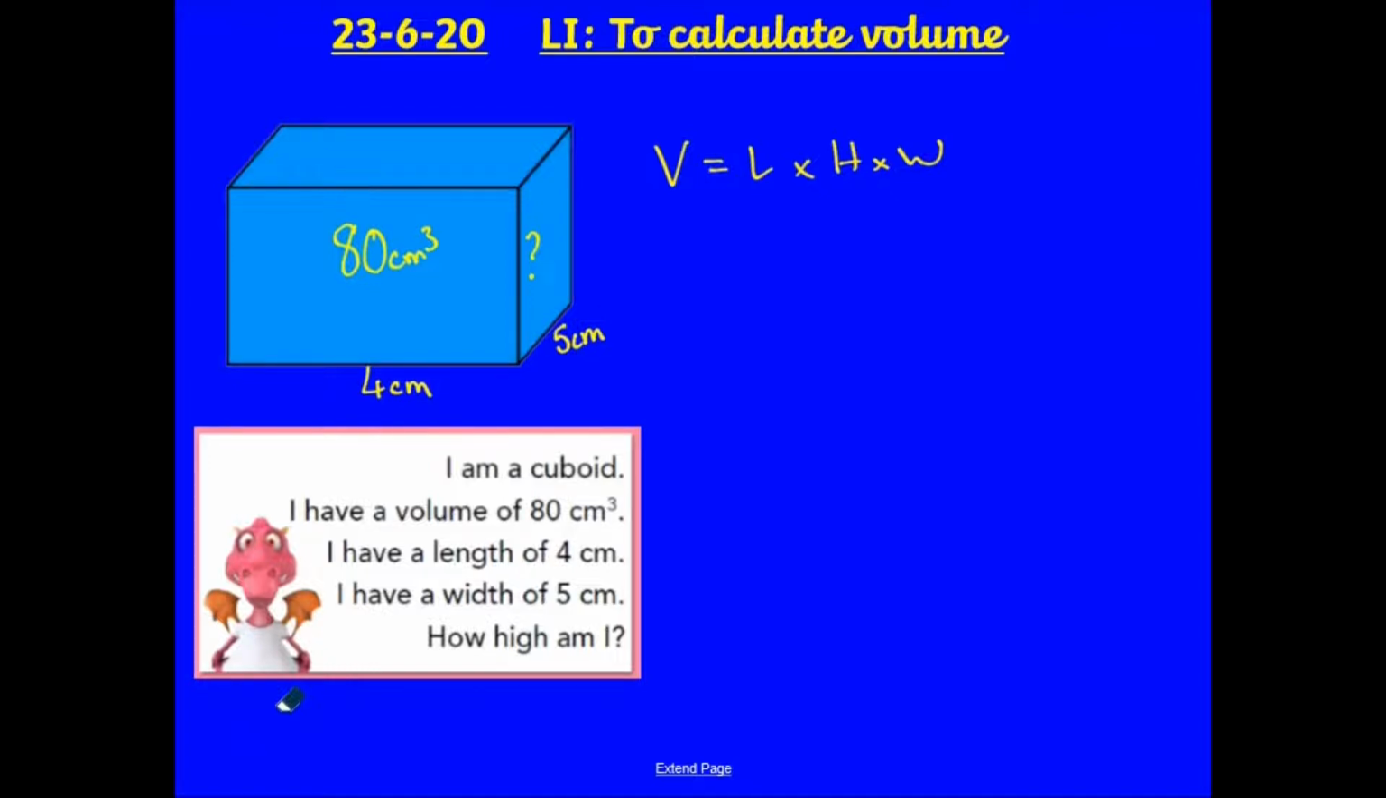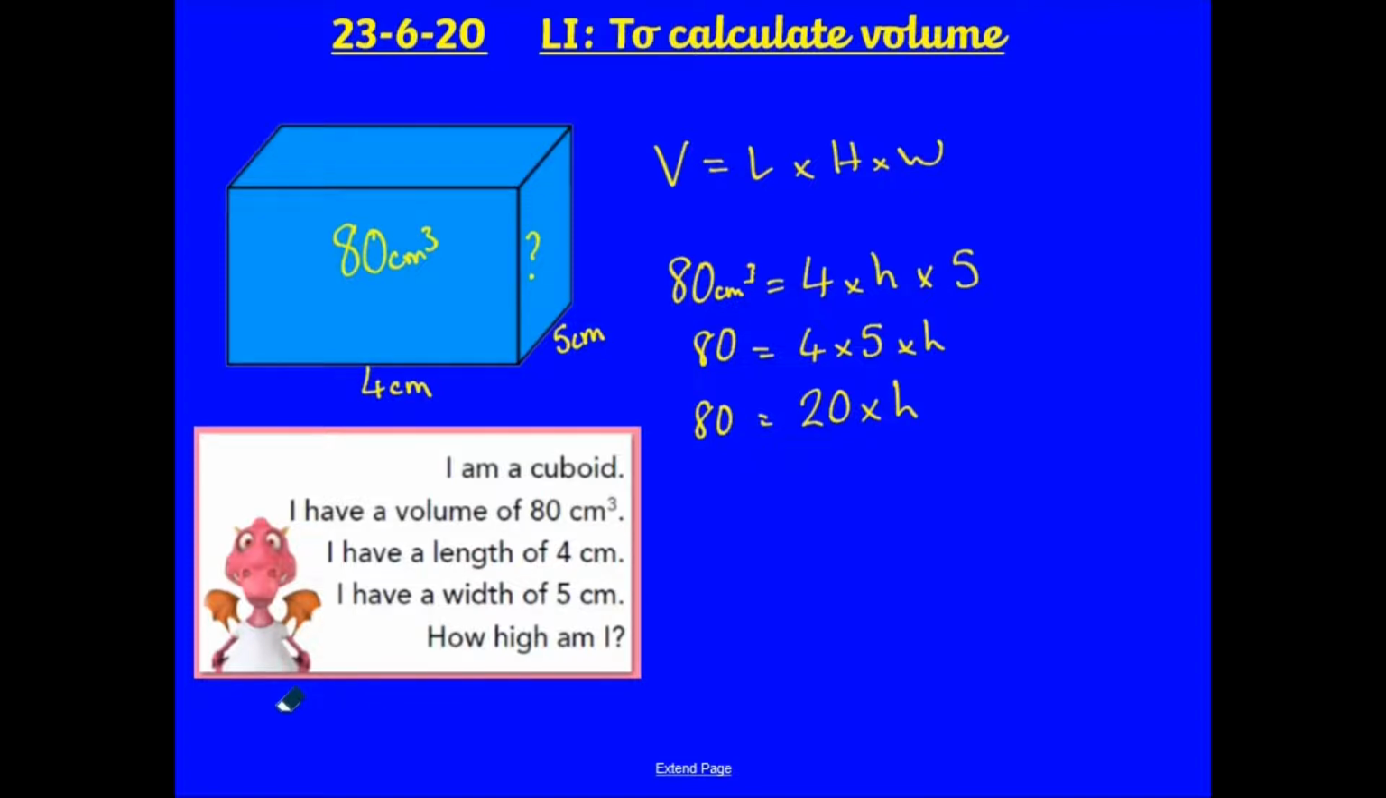So the volume, 80 centimetres cubed, is equal to 4 times the height times 5. I'm just going to rearrange that very slightly. So 80 is equal to 4 times 5 times the height. I can keep working this out now. So 80, which is the volume, is equal to 20 times the height.